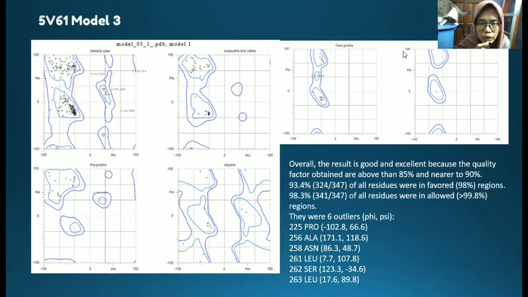Lastly, for 5V61 model 3, overall the result is good and excellent because the quality factor obtained is above 85% and nearer to 90%. There is 93.4% from 324 of all residues in the favored 98% region, and there is 98.3% from 341 of all residues in the allowed more than 99.8% region. There were 6 outliers, which is 225 proline and... here you can see from here.